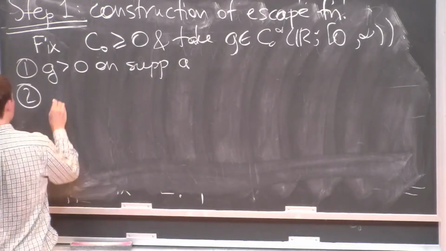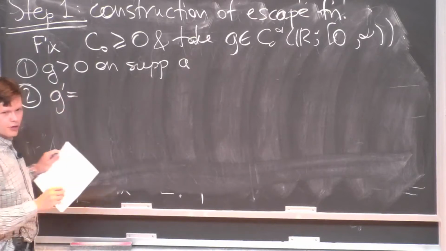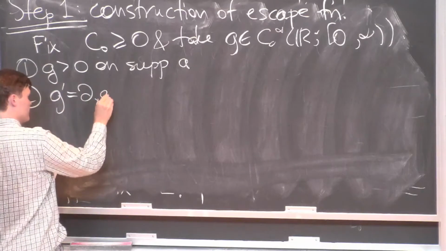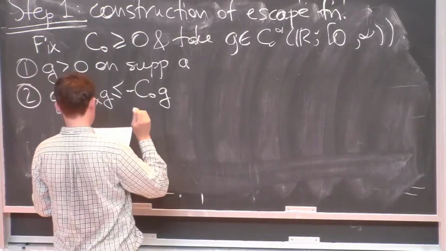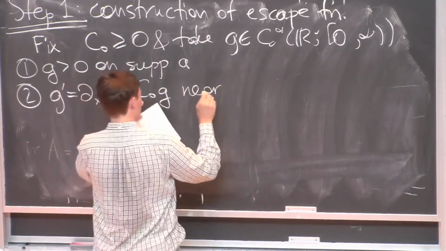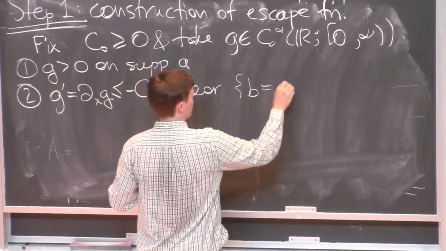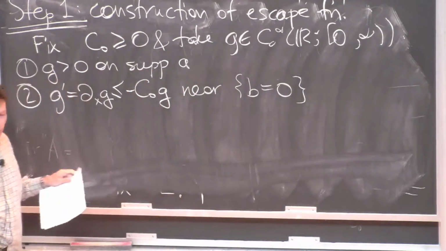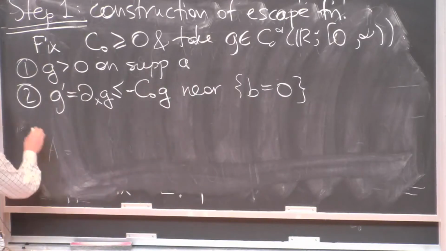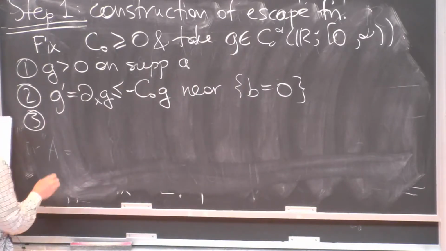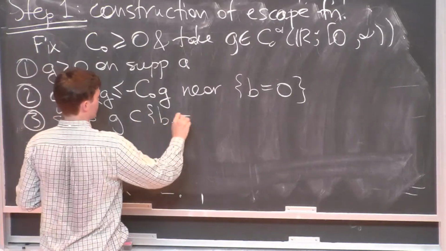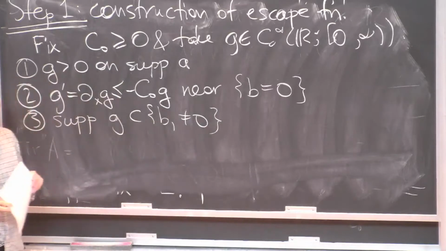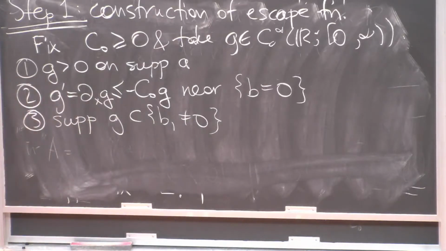Two, its derivative, I'll call it G prime, but this is just partial x G, is less than or equal to minus C0 G near the places where B is equal to 0. That's where C0 comes up. Near, in a neighborhood, since that's a closed set, there exists a neighborhood in which this inequality holds. And three, the support of G is in places where B1 is not equal to 0. It's a simple three conditions.